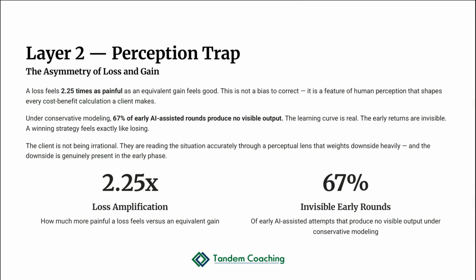Layer 2, the perception trap. This one catches the clients who get past the threat response and actually try AI. Kahneman's work on loss aversion tells us a loss feels about 2.25 times as painful as an equivalent gain feels good. Now layer that onto AI. Under conservative modeling, roughly 2/3 of early AI-assisted rounds produce no visible output. The early returns are invisible. So a winning strategy feels exactly like losing. The client quit something that was working because the experience told them otherwise.